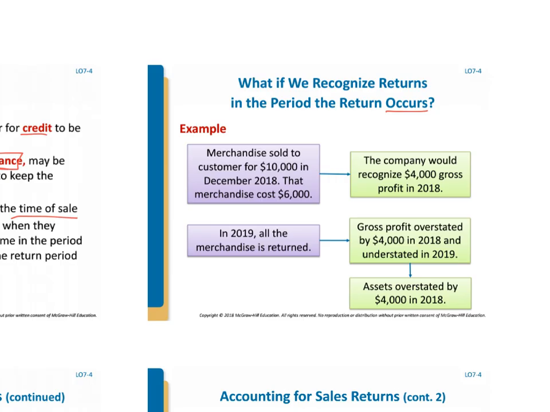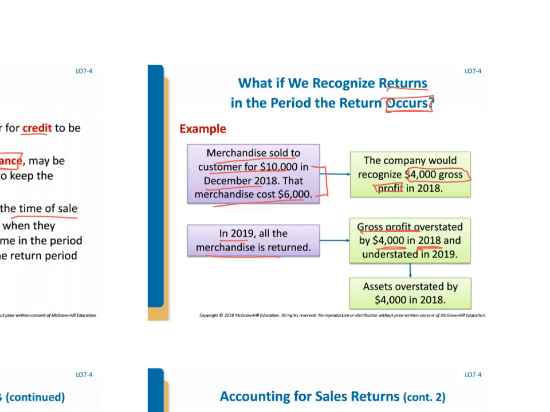Consider the example, merchandise is sold to a customer for $10,000 in 2018, and that merchandise costs $6,000. The company would essentially have gross profit here in 2018 of $4,000, the difference between the cost and the actual sales price. But what happens in 2019 if all the merchandise is returned? At that point, if we account for the returns as the returns actually occur, then essentially what happens is that in 2018, our gross profit was overstated by $4,000 because the actual sale didn't take place.